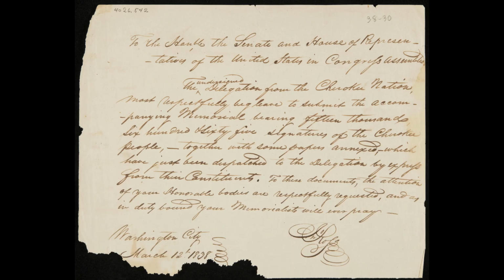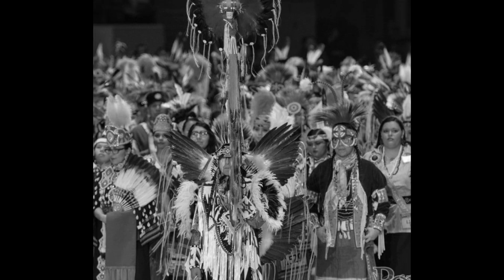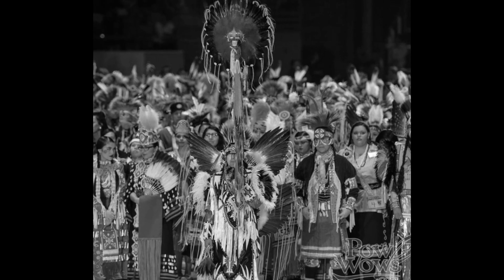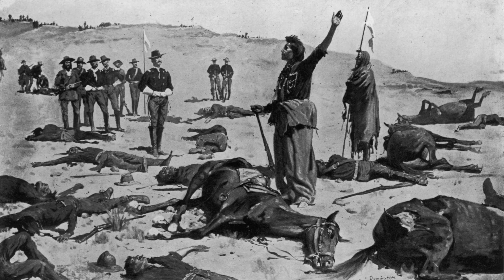"We are not parties to its covenants. It has not received the sanction of our people." Nearly 16,000 Cherokee signed Ross's petition, but Jackson's Congress approved the treaty anyways. There was no way in hell they were going to let the Cherokee keep their land.